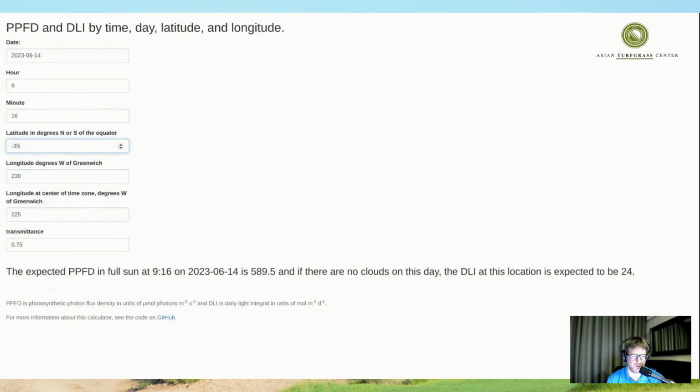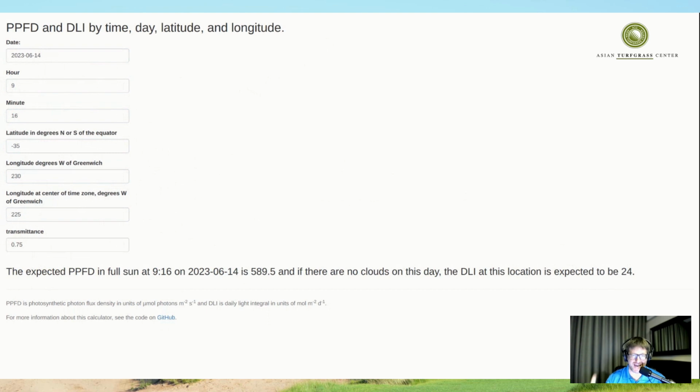Let's go negative 35. This is on June 14th, which is going to be the start of winter in the southern hemisphere, or late autumn, and it's very short days. At that location, the DLI is expected to be 24. So we've gone from 35 degrees north latitude, which is about what Tokyo is. It's about what Raleigh, North Carolina is.